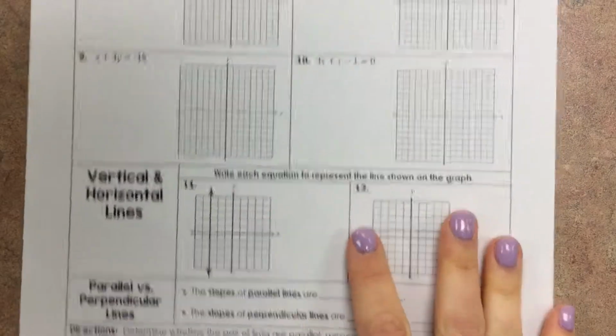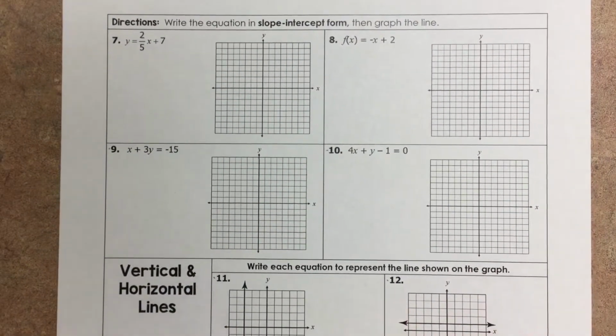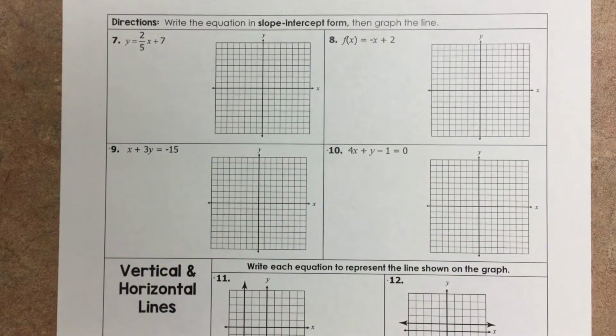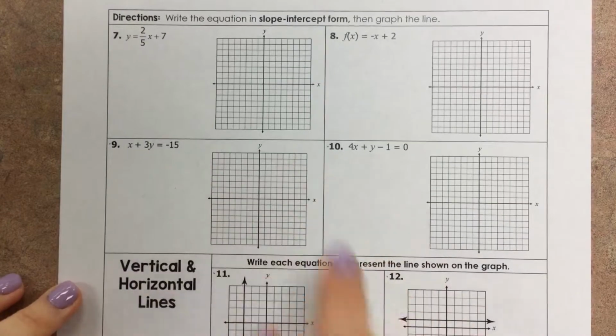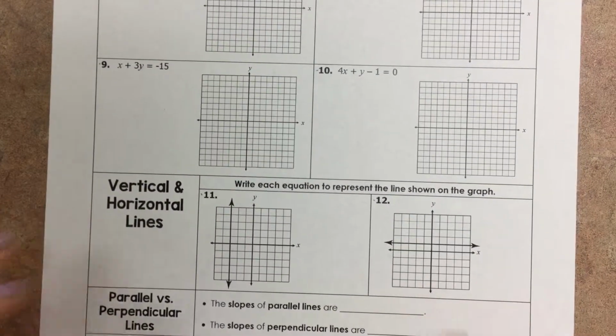All right, so we're gonna look at a handful of examples. So these ones, we're supposed to be writing the equation in slope-intercept form and then graphing. So 7 and 8, they are written in slope-intercept form for you already. So I'm not gonna show you those. I'm gonna show you ones where we actually have to get it into our slope-intercept form first. So I'm gonna show you 9 and 10.